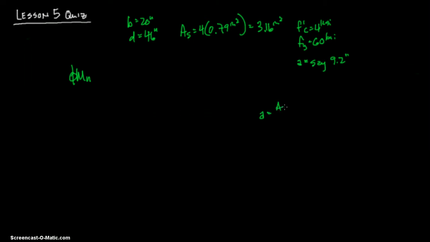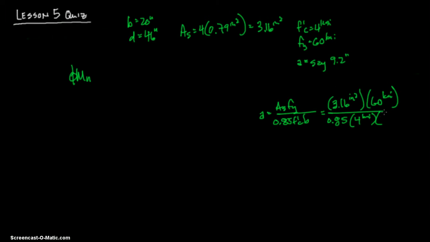A equals, and I don't even think you guys went over this in the study guide, but this is the equation. And we have all the stuff, so you might as well just take a step and see what it actually is. It may be actually 9.2 exactly. I bet you that's what they did. 60 KSI over 0.85, F prime C is 4 KSI, and B is 20 inches.